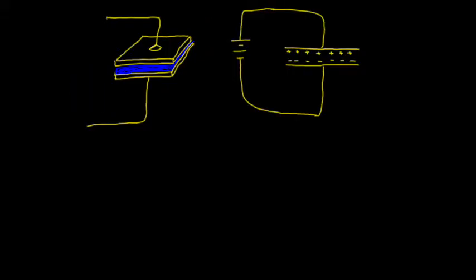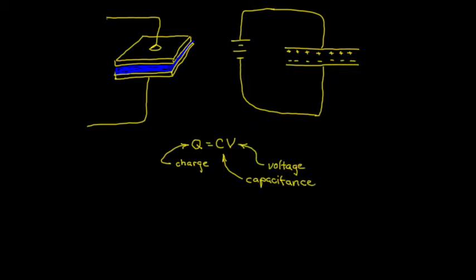The voltage that builds up between the plates is related to the charge stored on the capacitor. The relationship is usually expressed Q equals CV. The proportionality constant C linking the charge and voltage is known as the capacitance of the device. The larger the capacitance, the larger the charge that will be stored on the device at a given voltage.